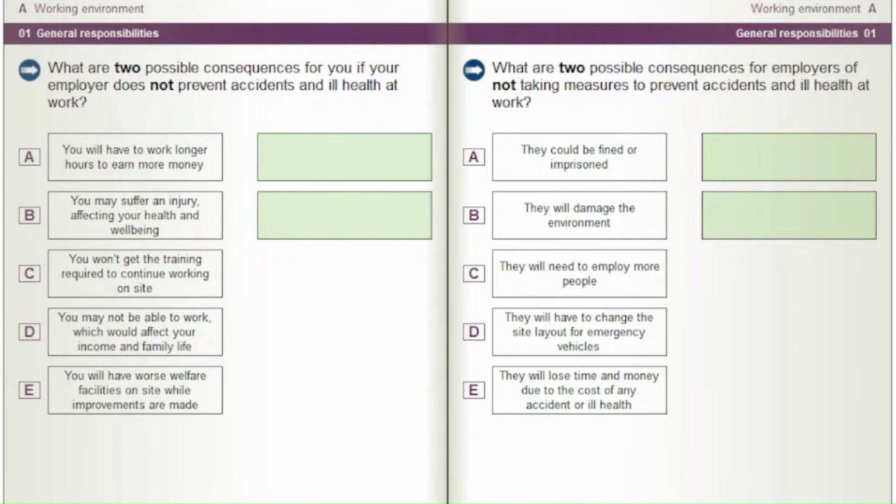What are two possible consequences for employers of not taking measures to prevent accidents and ill health at work? They could be fined or imprisoned. They will damage the environment. They will need to employ more people. They will have to change the site layout for emergency vehicles. They will lose time and money due to the cost of any accident or ill health.